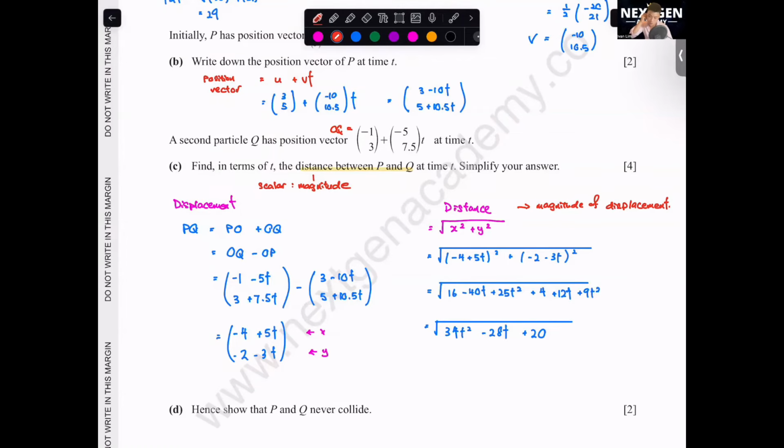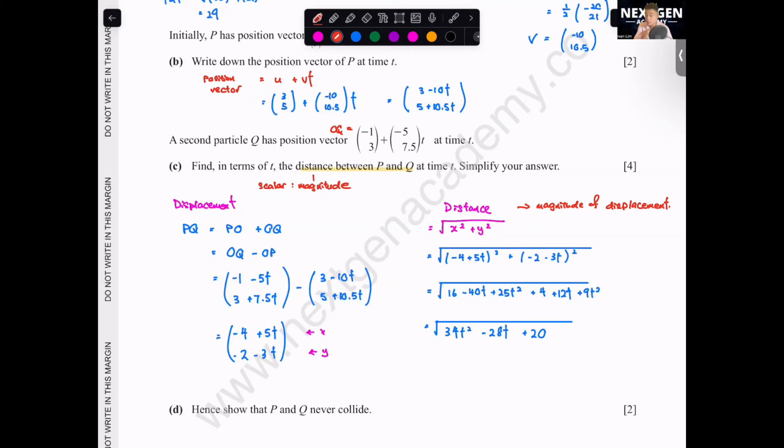Okay, any question here? Question 4, part C, the last one. How do y'all do this? Just now a lot of people had this question. Hence, show that P and Q never collide. How do we show that P and Q never collide? We got the displacement and we also got the distance of PQ already.